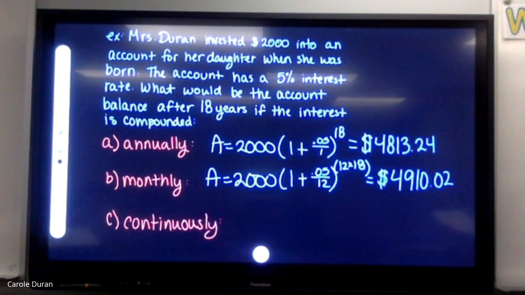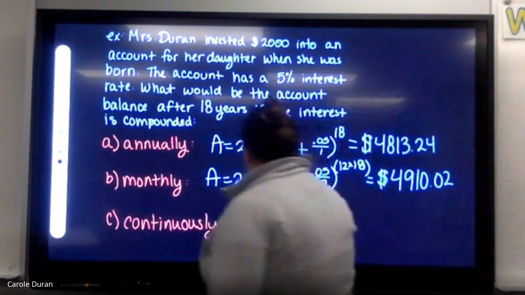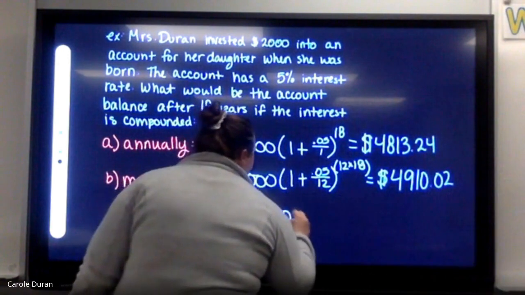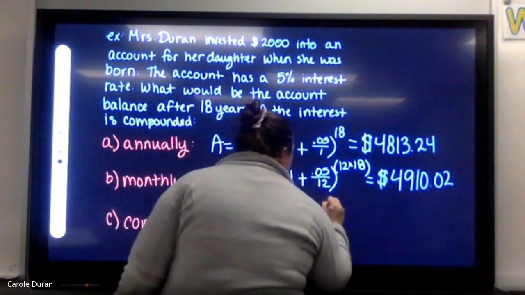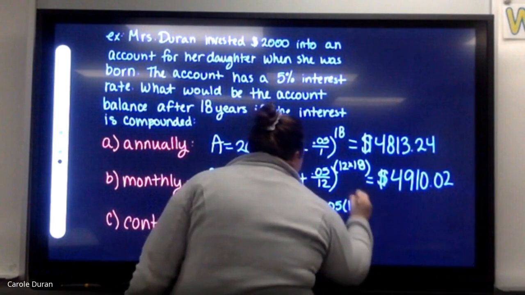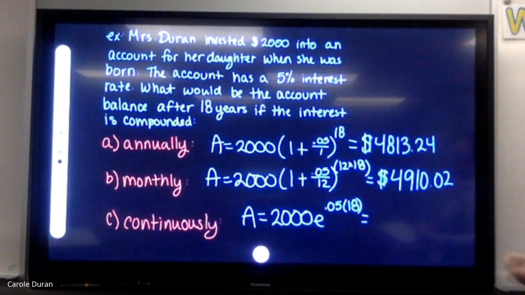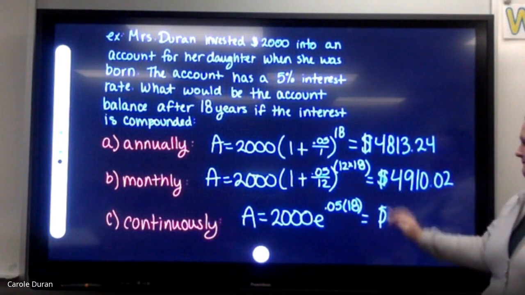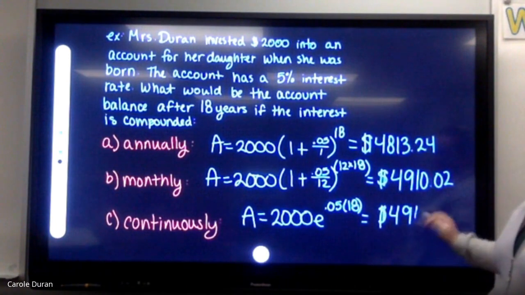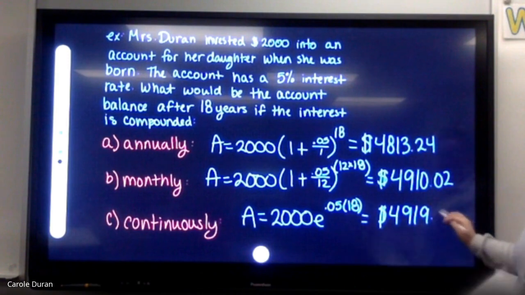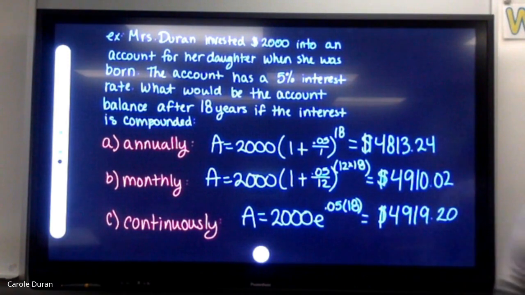And then continuously, hold on, let's set it up first. A equals 2,000 times e to the 0.05 times 18, which comes out to what? 4,919. Yeah, I don't know how you guys got that, but $4,919.20.